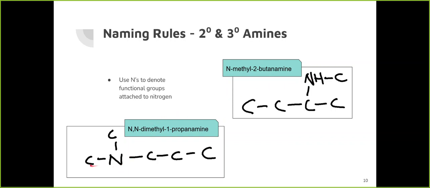In the case of a tertiary, so we've got 3 R chains attached, you just use the N's as well. So here the longest chain we got is a propyl group. So this becomes propanamine. This is on the very first carbon of that chain, so it's 1-propanamine. And then we've got N,N-dimethyl because it's 2 methyl groups here. So you get N,N-dimethyl-1-propanamine.